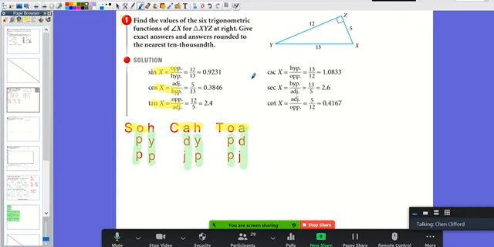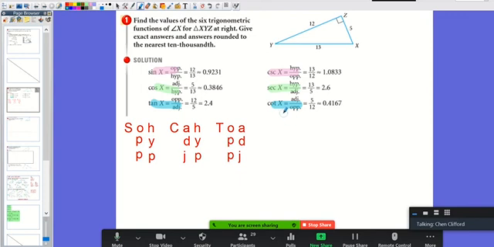And then cosecant is basically going to be the reciprocal of sine. Let me change to some red, green, blue. If you look right here, cosecant is basically the reciprocal of sine. Hypotenuse over opposite, this is opposite over hypotenuse. Same goes for secant. Secant is the reciprocal of cosine. And cotangent is the reciprocal of tangent.